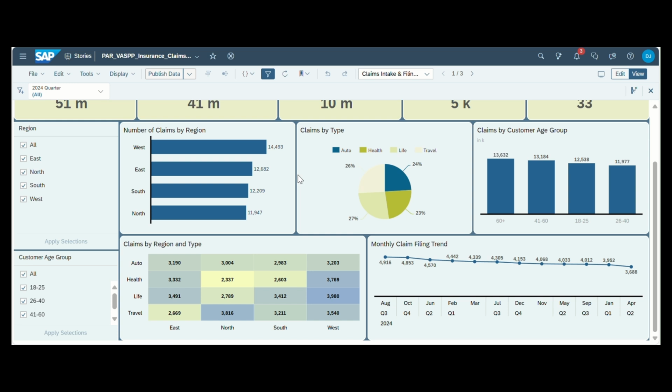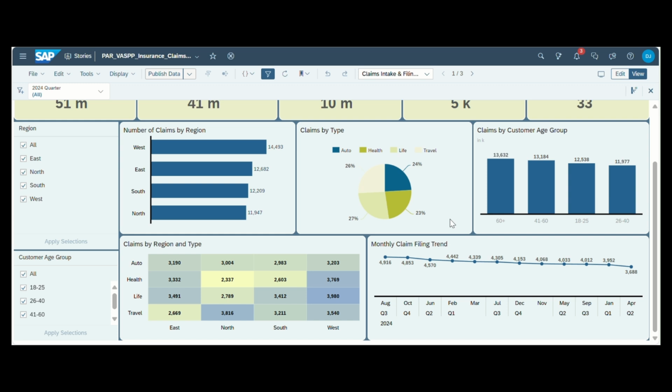Just beside that, we have a donut chart showing claims by type. Each segment, auto, health, life, and travel, represents a slice of your product footprint. Auto and health currently lead, showing that customers are frequently utilizing these benefits. This insight helps product teams optimize processing rules, reassess coverage limitations, or even initiate targeted communications to reduce misuse or improve clarity.